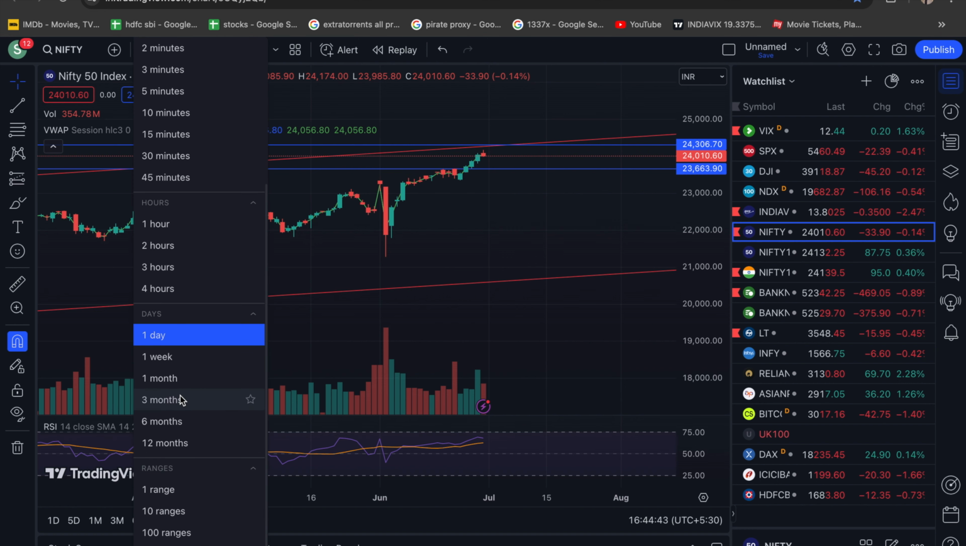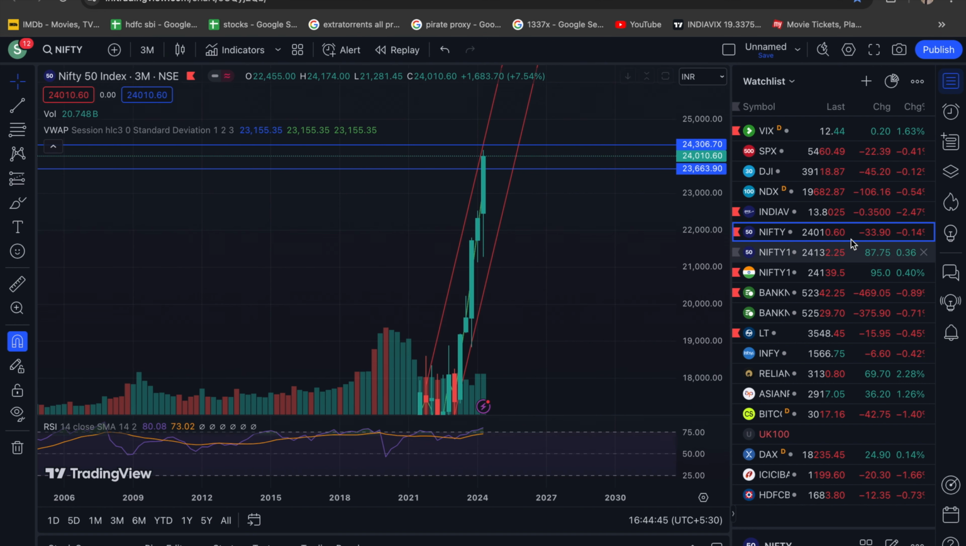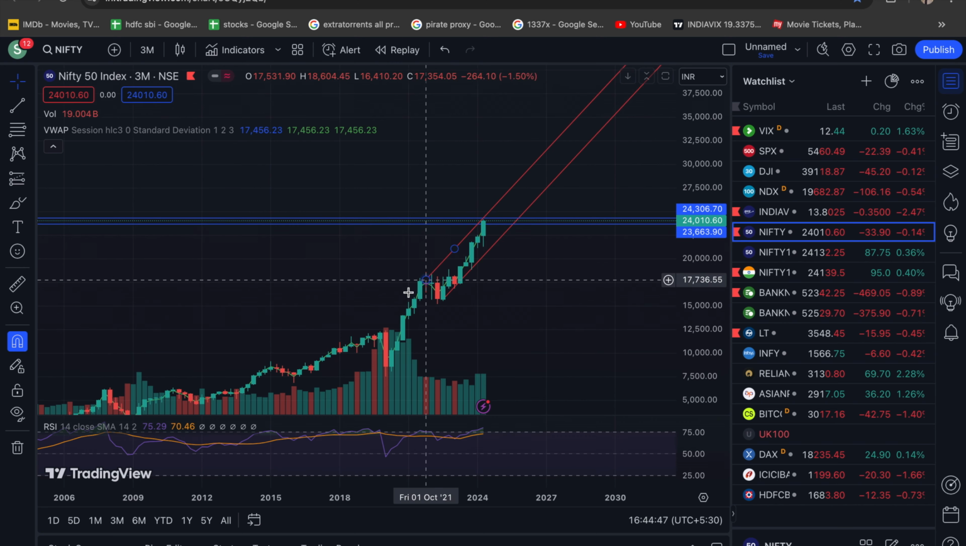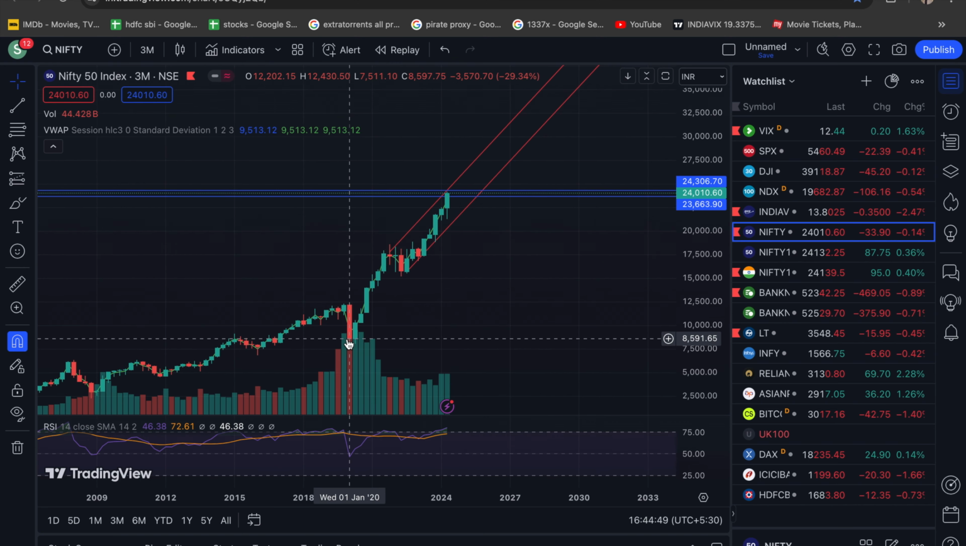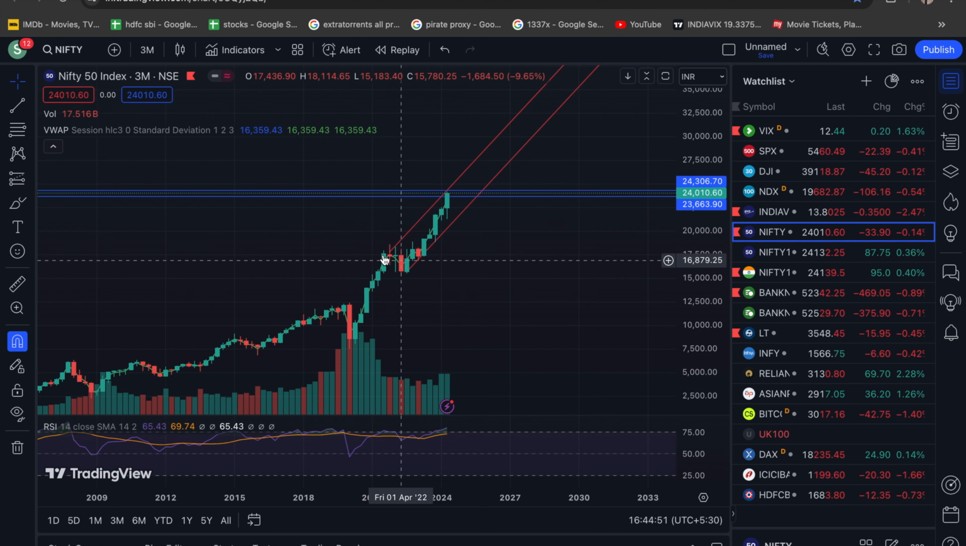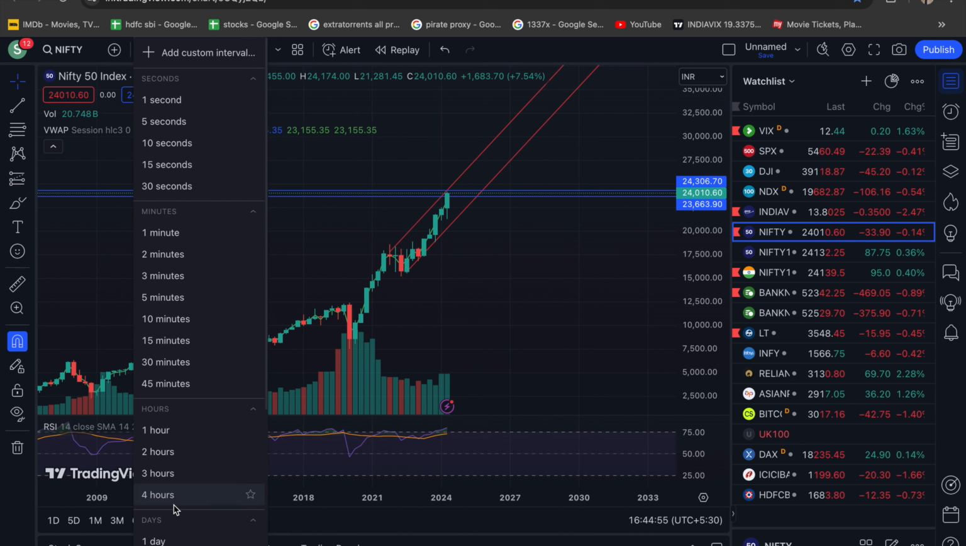So we have to again go to the monthly chart. Okay, we can go to 3 months chart as well. Here you can see this market when it rose post corona. Okay, post corona the first downfall came here. So this was a period around, let's do the monthly again.